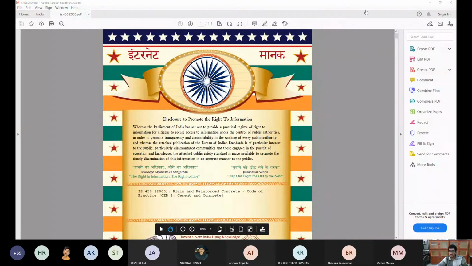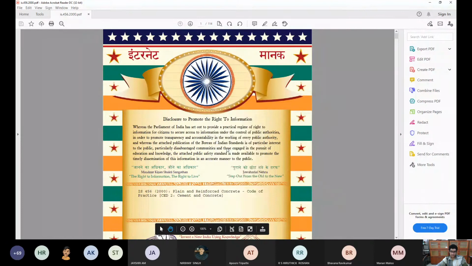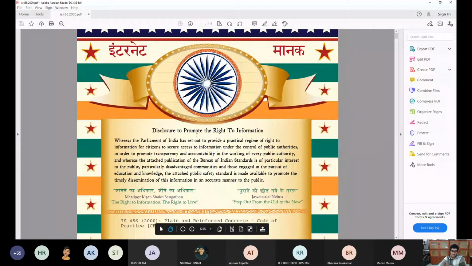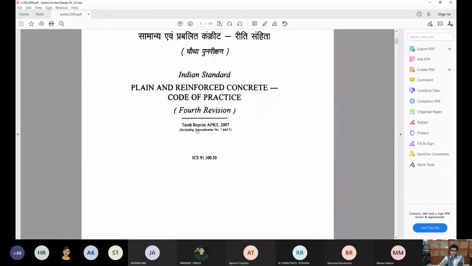Yes, sir. Okay, so I hope all of you have this code book, IS 456, with you. You would have used this in concrete technology, but you may not have used it entirely. In fact, read the title of this code book: it is Plain and Reinforced Concrete, Code of Practice. So it is plain and reinforced concrete.